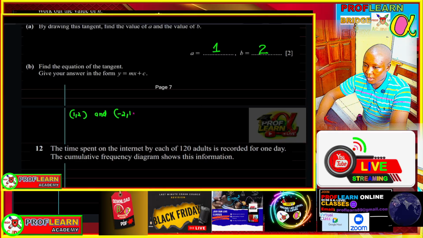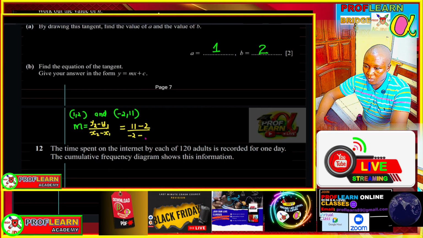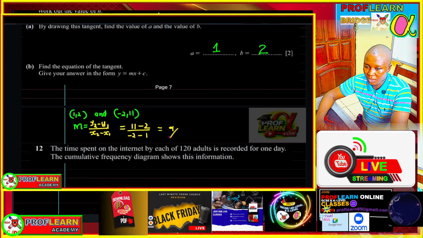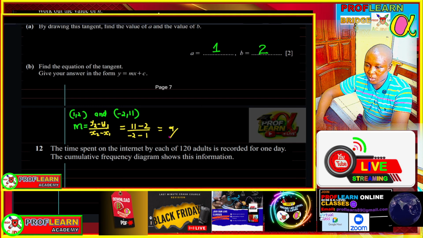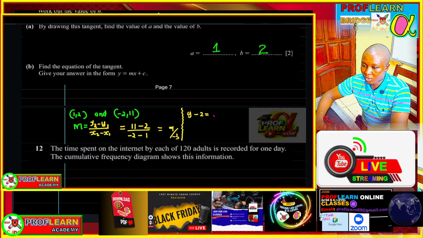So we shall say that the gradient is change in y over change in x, which means that we are going to have 11 minus 2 over negative 2 minus 1. So this is going to translate to 9 over negative 3, meaning that the gradient is going to translate to negative 3 as well.